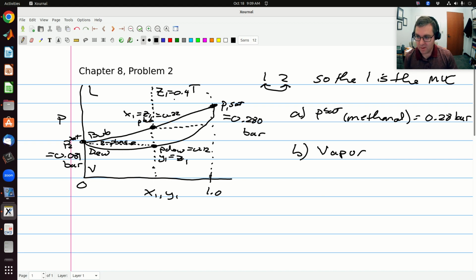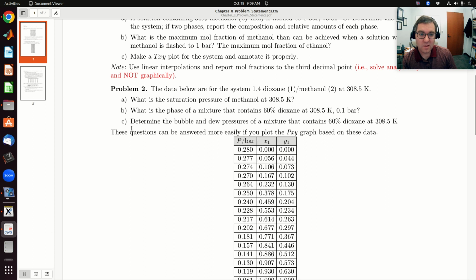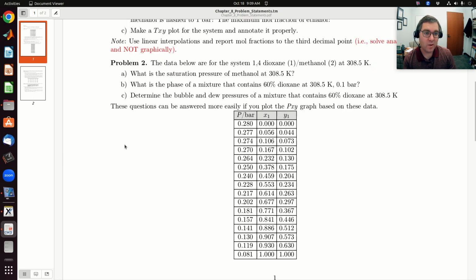Okay. All right, but let's take a look at the rest of the problems. C is exactly the same, so C just builds upon it. It's just asking for what the bubble and dew pressure of the mixture are, and again, we actually need that to solve B. So really B and C should probably be flipped. Let's go ahead and solve those two, and then we'll talk about plotting my data.